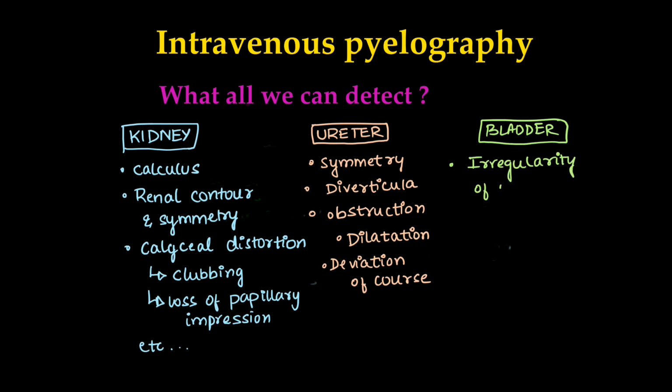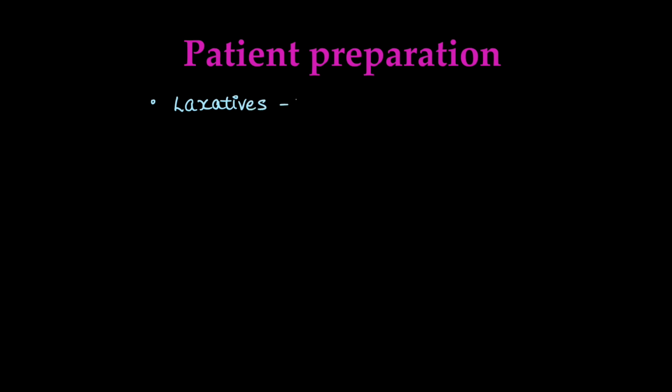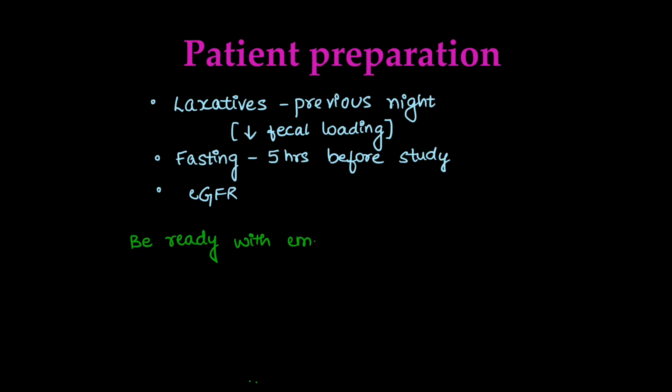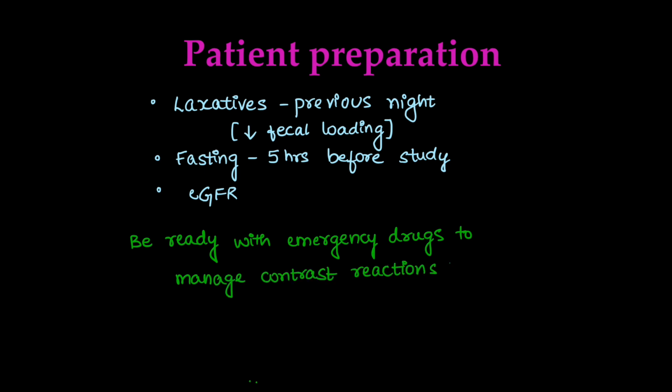Bladder disorders, we can see bladder wall irregularity and diverticula, and neoplasms, if suspected, can be detected. To prepare the patient, we give the patient laxatives the previous night to decrease fecal loading so that bowel gas shadows are reduced. The patient should be fasting for 5 hours before the study and we also measure eGFR. Be ready with emergency drugs to tackle any contrast reactions.